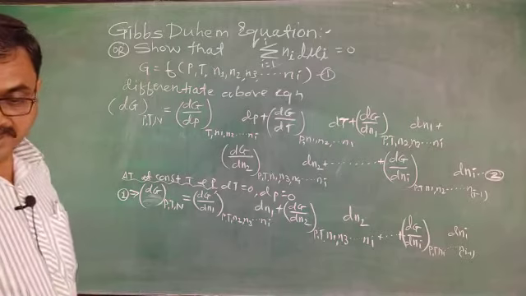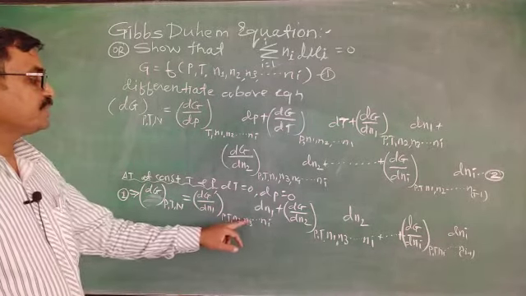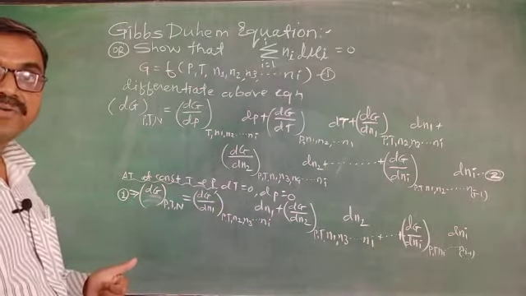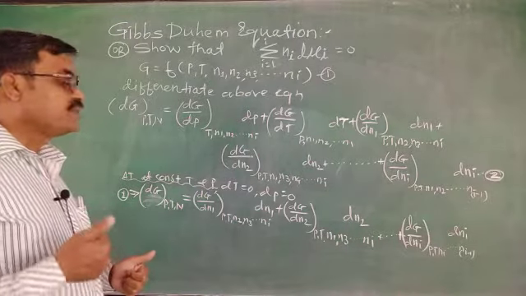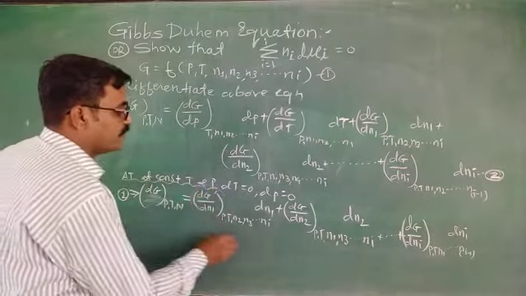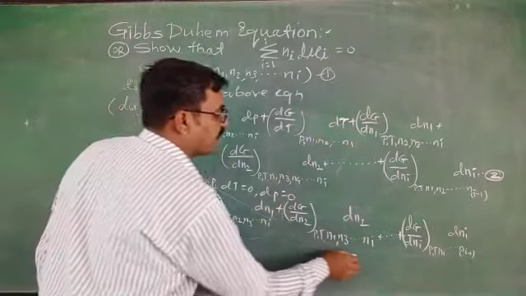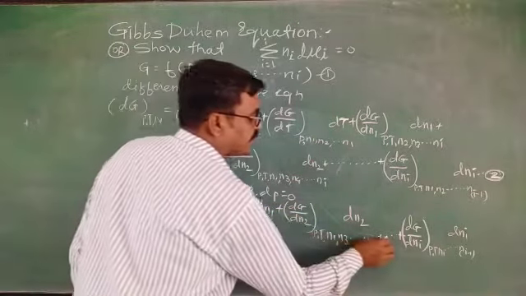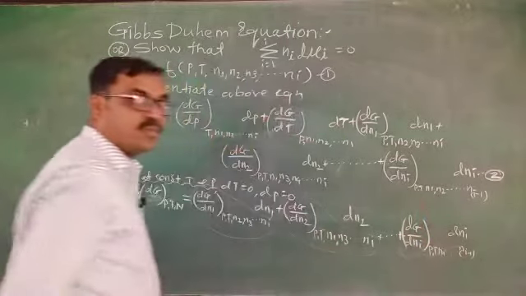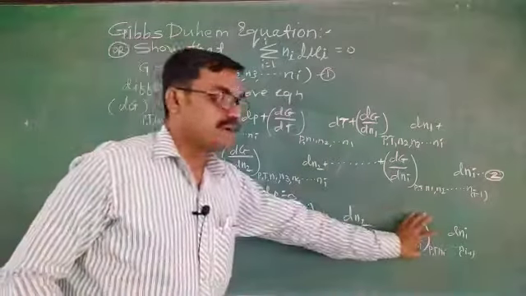Now here you know this dG upon dn1 at constant pressure, temperature and number of moles is mu1. Why is it so? Because of the definition of partial molar free energy or chemical potential. That's why this term becomes mu1 by definition of chemical potential. This term becomes mu2, and this term becomes mu i, because this is nothing but chemical potential.